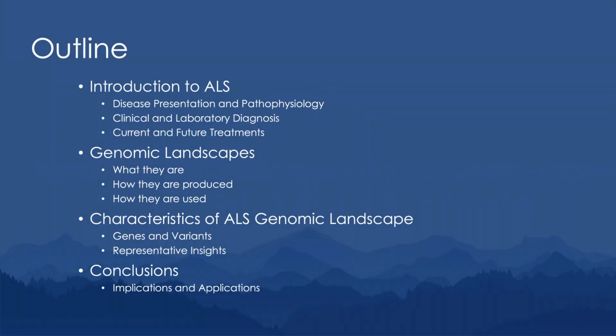The outline of my talk today is to begin by introducing ALS, its disease presentation and pathophysiology, with the discussion of the clinical and laboratory diagnostics, and then a view into the current and future landscape of treatments for ALS, followed by a discussion of what genomic landscapes are, how they're produced and how they're used. And then we'll go into some detail talking about the characteristics of the ALS genomic landscape that Genomenon has developed, focusing on some specific genes and their variants, and culling out some representative insights from that landscape. And then I'll conclude with implications and applications of this new data.